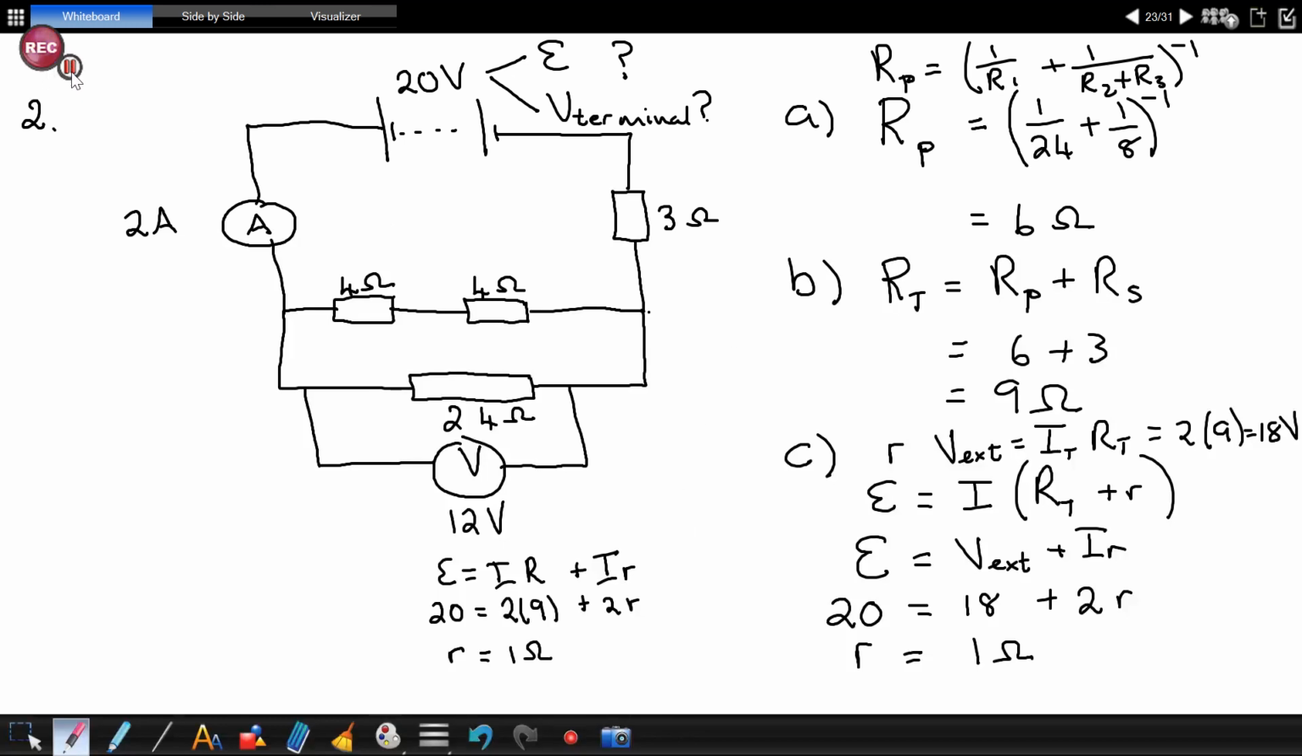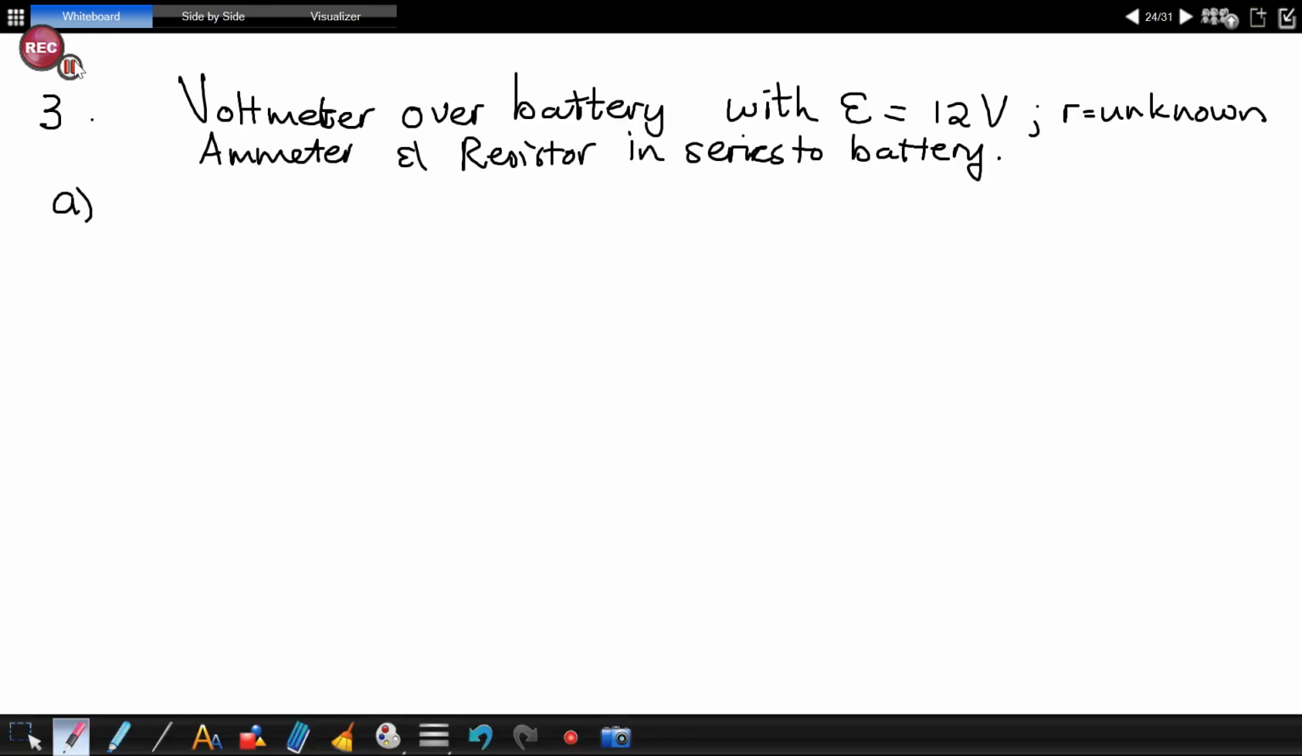Anything else here? Okay. So in this example, we've got a voltmeter across the battery with an EMF of 12 volts. The internal resistance is unknown. The ammeter and the resistor are in series with the battery, and the resistor has a resistance of 2.4 ohm. The first question asks us to draw a circuit diagram.